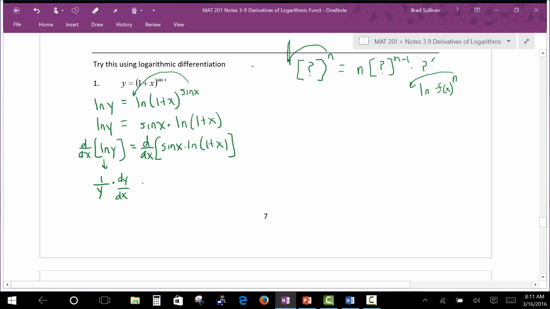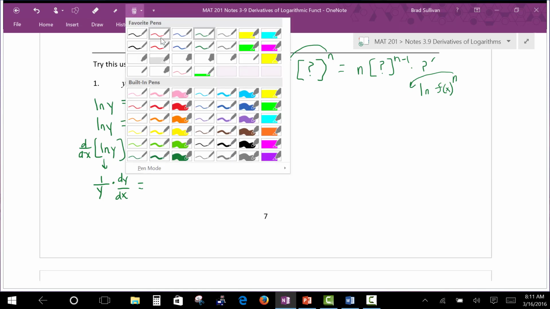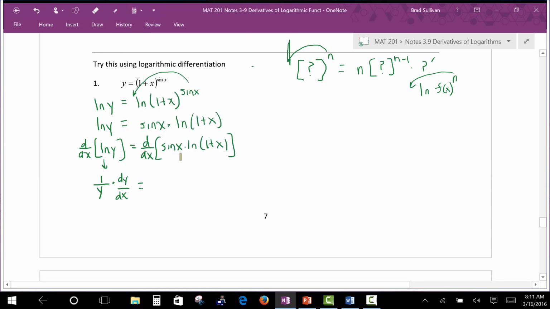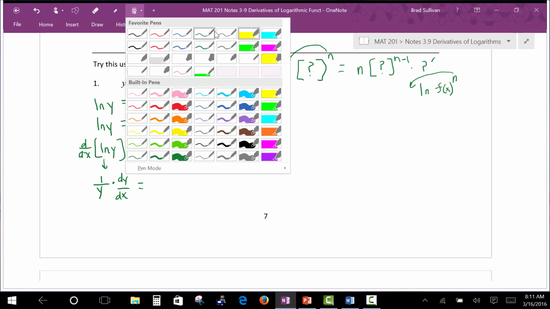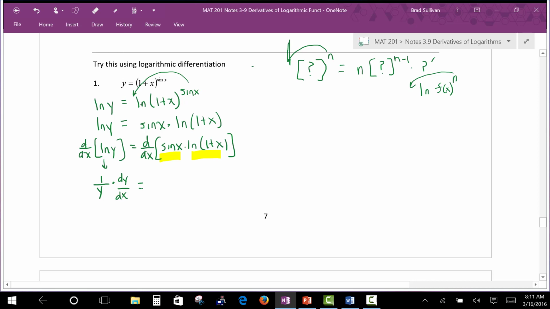Now, if you look at what we're getting ready to differentiate, what have you got going on? What kind of rule is going to apply here? That's a product rule, because you've got two functions being multiplied. You've got a sine x and you've got an ln. So you're going to have to apply that product rule when you do this, okay?